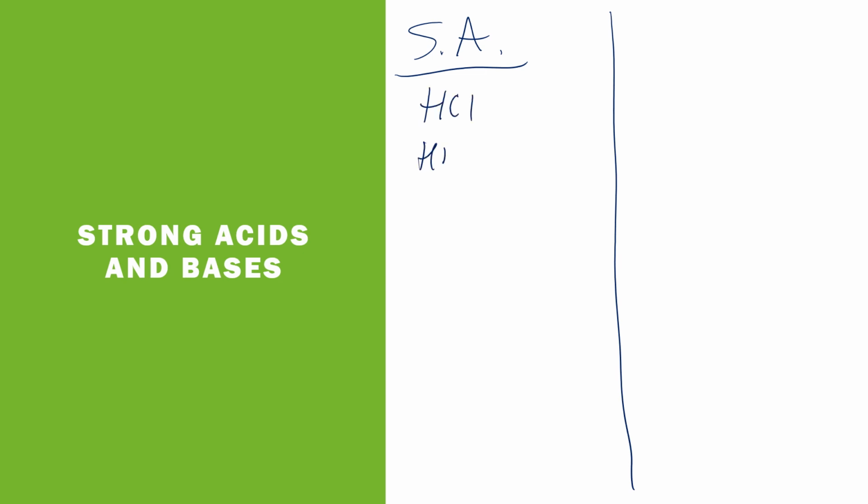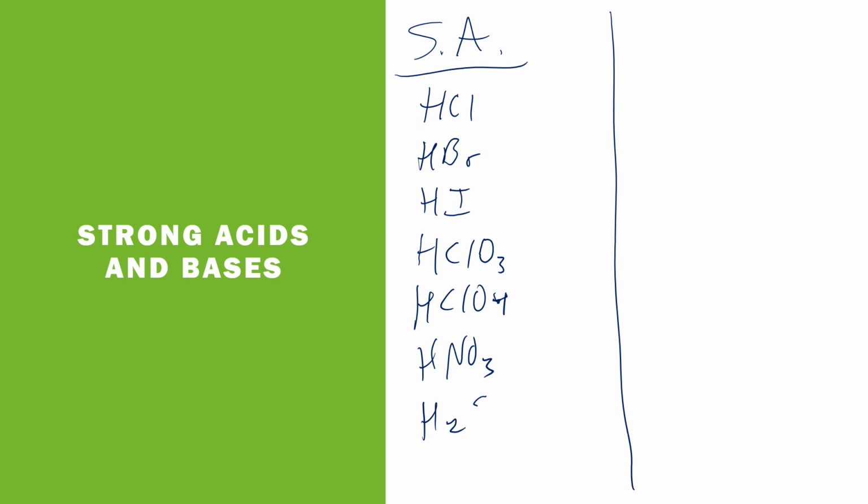Let's also quickly review your strong acids and strong bases. Remember that strong in this context means that it completely dissociates into ions. So your strong acids are HCl, HBr, and HI, HClO3, HClO4, and then HNO3 and H2SO4. So those are your 7 strong acids, and then your strong bases.